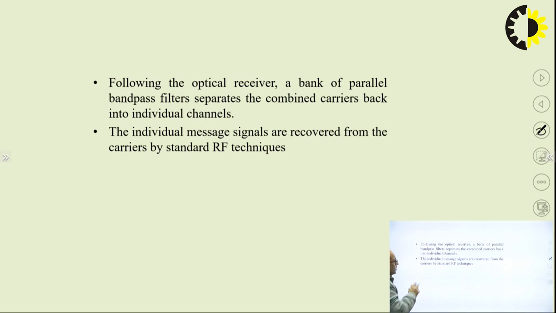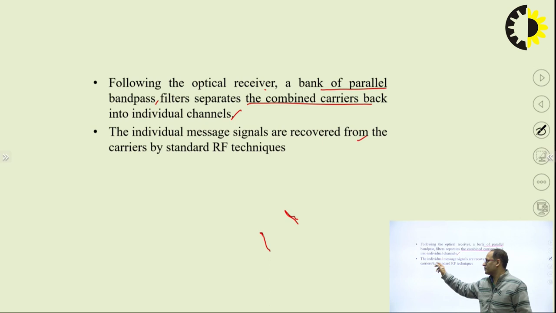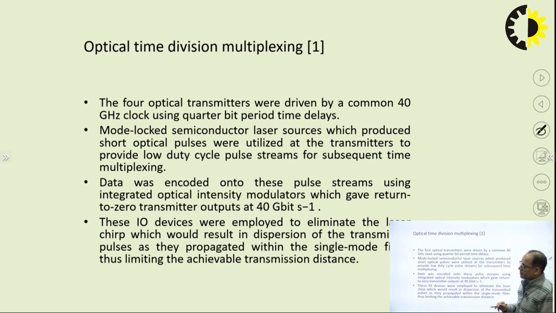So at the receiver end, the optical receiver separates the combined carrier back into the individual channels using a band pass filter, clear? And the individual message signals are recovered using different demodulation techniques, that is, by the standard RF technique, clear?